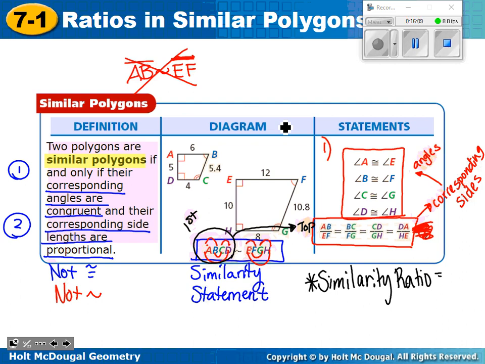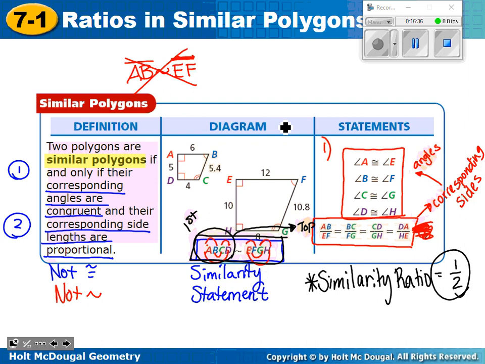So the similarity ratio is the number, not the names of the sides, but the actual number reduced. If I looked at this picture and I named this one first, it would be 6 to 12 or 5 to 10 or 4 to 8, and they all reduce to 1/2. So if Javi names his similarity statement like this, his ratio has to be 1 to 2.